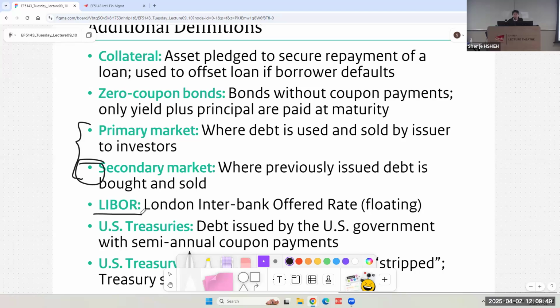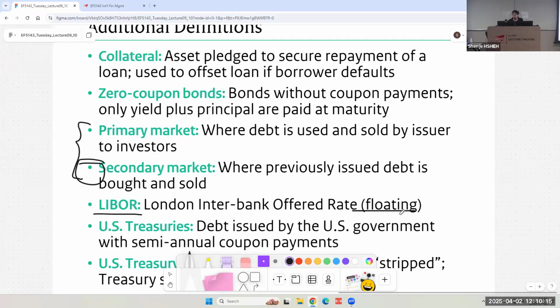LIBOR, we mentioned last week about swaps, right? LIBOR is just the overnight rate that they used to use before the scandal, right? There were people making up numbers, right? And nowadays, every region has their own overnight rate, but before this was the traditional benchmark, the LIBOR rate, the London Interbank Overnight Rate.